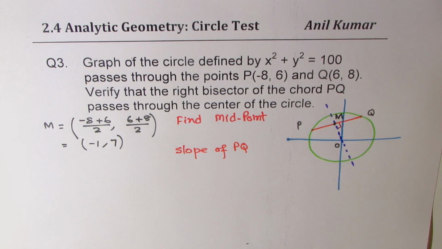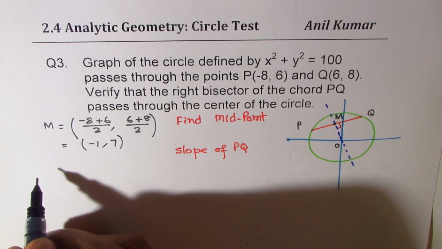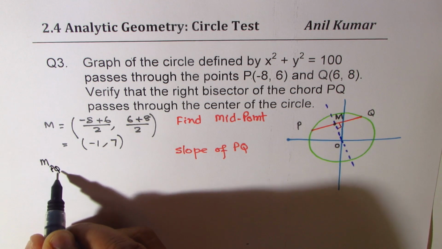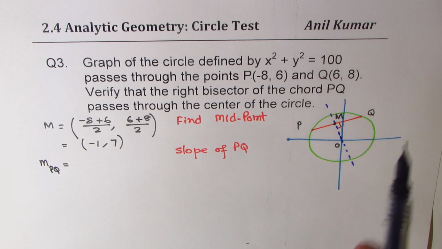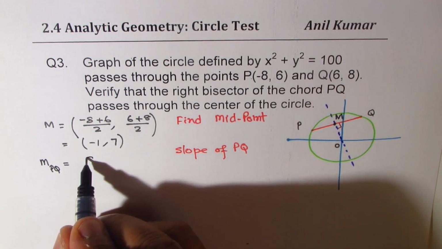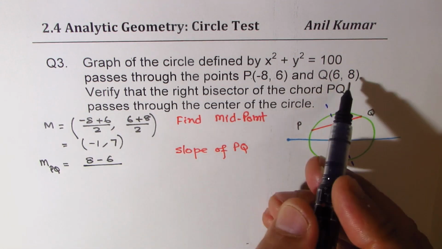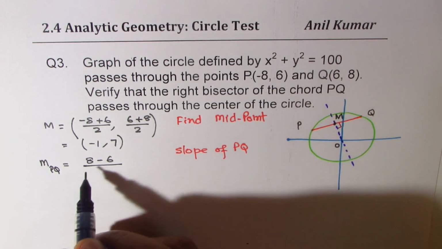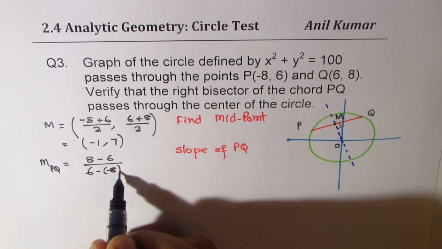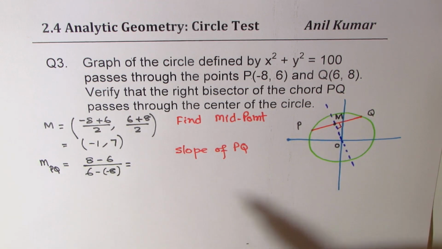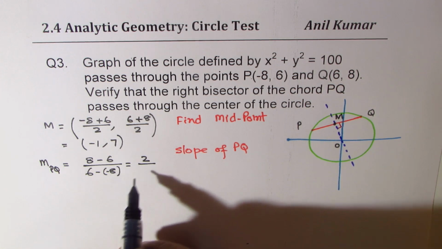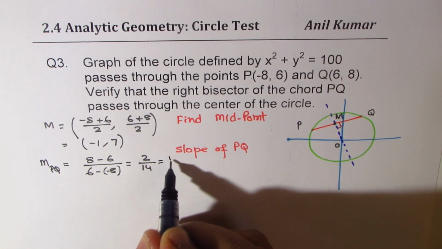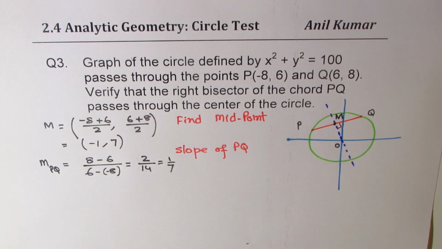Now in this case, the slope formula is y2 minus y1 over x2 minus x1. So we are finding the slope of PQ. The points are (6, 8) and (-8, 6). So we'll do 8 minus 6, divided by the x value, 6 minus minus 8. So 8 minus 6 gives us 2, and that gets added up, so it is 2 over 14, or 1 over 7. So that is the slope of PQ.